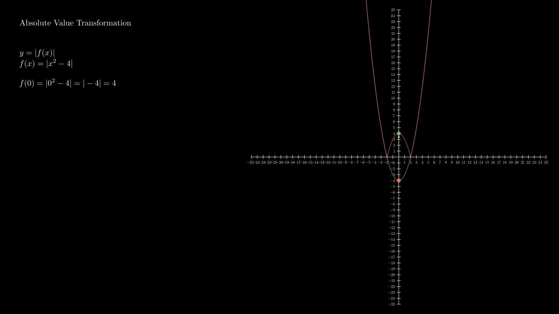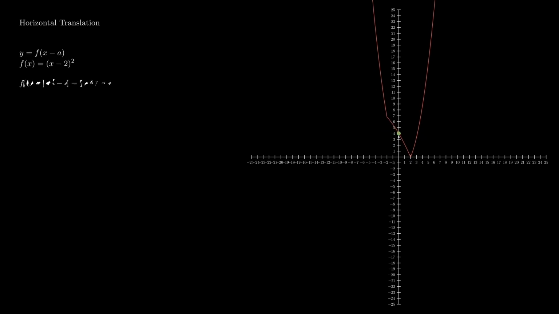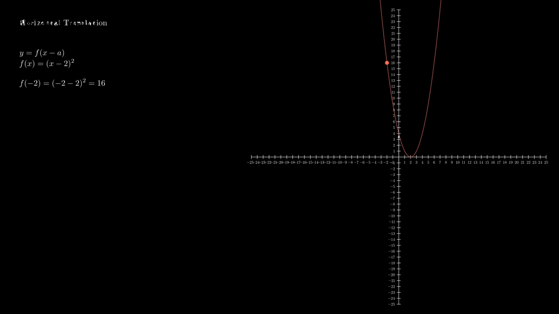Now we are going to explain another type of absolute value transformation. This is when we apply the absolute value to the x, not to the whole function. But in order to do this, we need to take the horizontally shifted curve. So we take f of x minus a, or for example, f of x equals x minus 2 all squared. Now, if we apply it to f of negative 2, we have negative 2 minus 2 all squared, which is negative 4 squared, which is equal to 16.